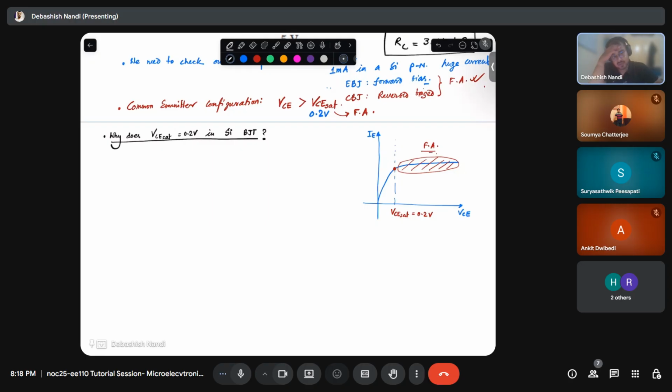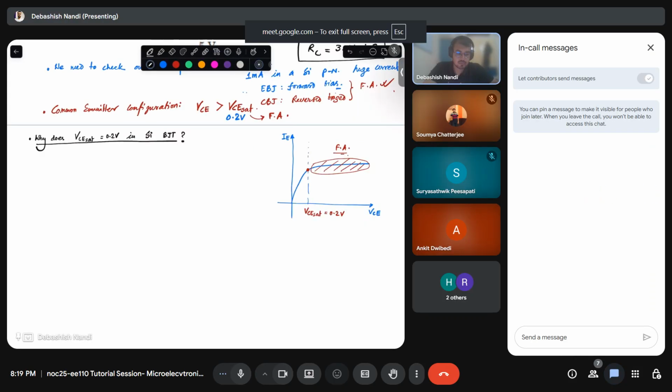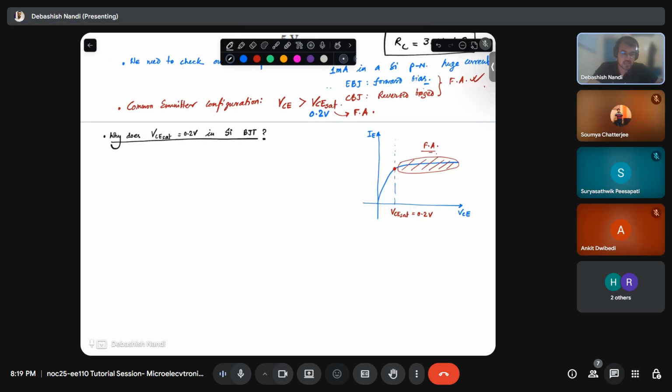Am I audible by the way? Yes, sir, you are audible. So can anyone comment on that? How do we arrive at this figure? First of all, let me ask you: are you at all familiar with this in your circuit analysis, that it is 0.2 volt? Sir, I am not. You are not? That is surprising. So okay.